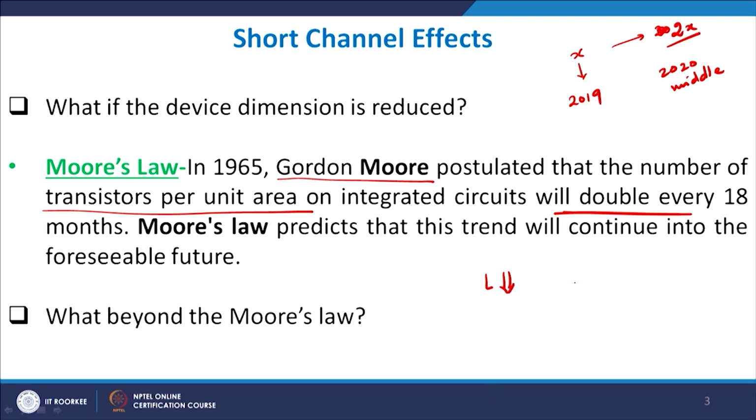So, if today, in 2019, your channel length is L, then in the middle of 2020, I would expect to see this to be L by 2. Similarly, at the end of 2021, this should be L by 4, and so on and so forth. So you see, for every 2 to 3 years of growth approximately, you are almost quarter sizing your device, right.